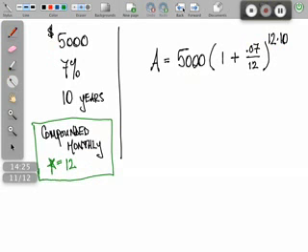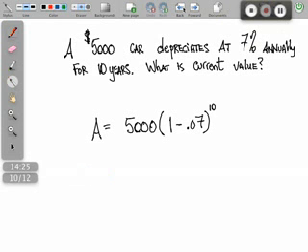I could have asked the question with depreciation. I have a $5,000 car, for example, that depreciates at 7% annually over a period of 10 years. And what is the current value? Here I would simply use the same formula, but I would subtract my percentage. I would not add it, I would subtract it to show the depreciation.